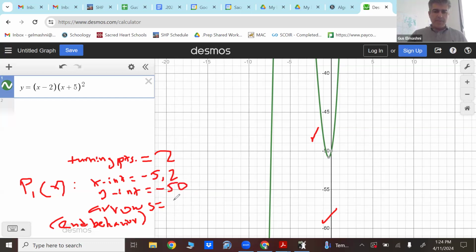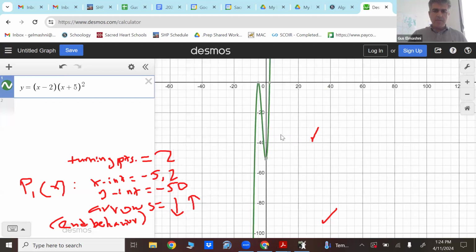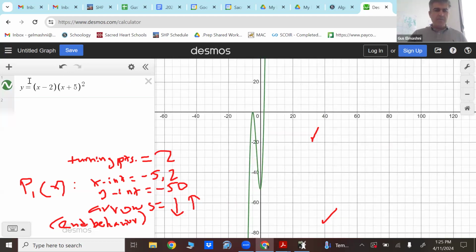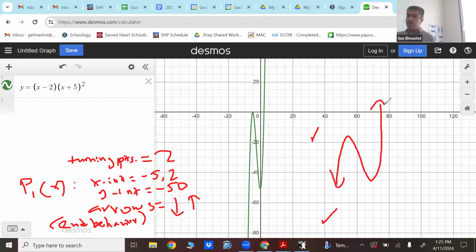And the arrows go like this. So the graph is kind of doing like this, right? So the arrows go like that. And these are things we'll investigate in more detail next week. But right now we're just observing. We're just making observations. And these are the 4 observations I want you to make: turning points, arrows, x-intercept, y-intercept. So that's P1(x). Let's do P5(x).